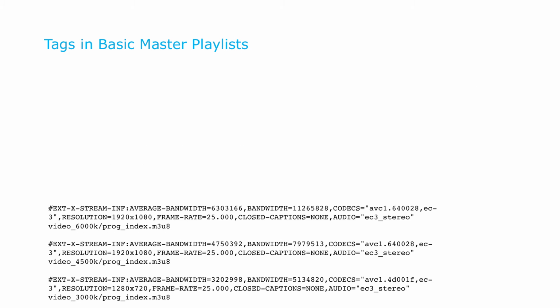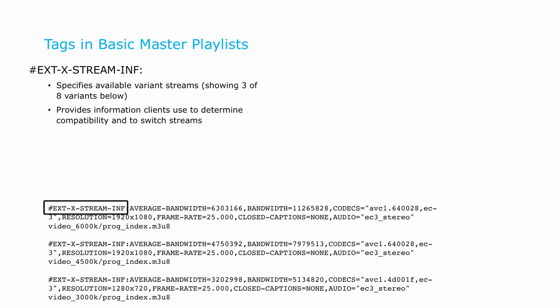Now let's examine the critical tags used in master playlists, starting with the EXT-X-STREAM-INF tag. As you can see, this tag identifies the variant streams available and provides information that enables the client to choose the most appropriate stream or switch streams when necessary.